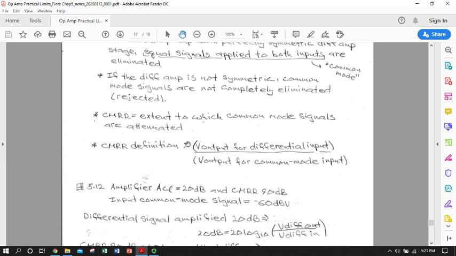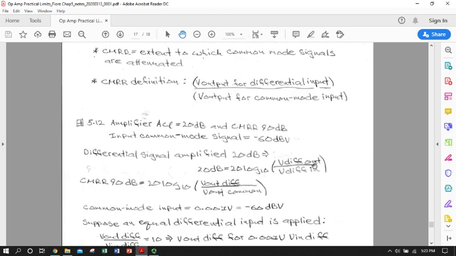So the mathematical definition of common mode rejection ratio, which is more interesting for us when we're calculating something, is defined as the V output for a differential input, the thing we want to amplify, divided by the V output for a common mode input, the thing we want to get rid of. So it's literally a ratio.